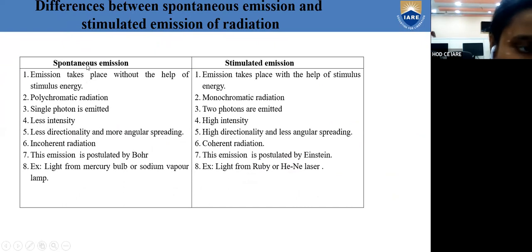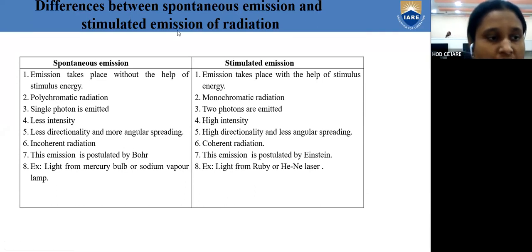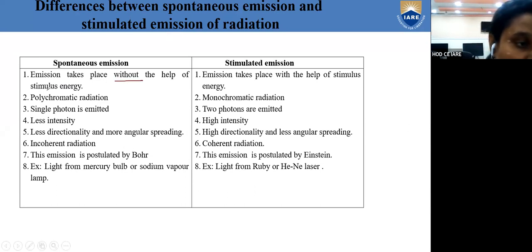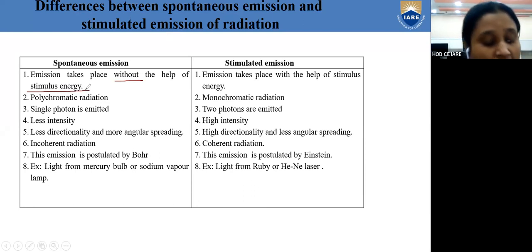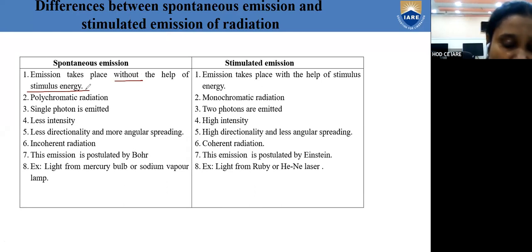So here I am discussing spontaneous emission. Here we have stimulated emission. What is the first point in spontaneous emission? This emission takes place without the help of stimulus energy. Stimulus energy means I don't have to supply any energy to push it down, because this emission takes place after the lifetime. So on its own, that atom is going to come down. Whereas in stimulated emission, we need the help of stimulus energy. And what type of radiation do we get? In spontaneous emission we get polychromatic, and in stimulated emission we get monochromatic. And per emission, how many photons are emitted? One photon.